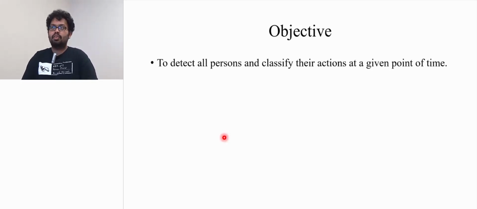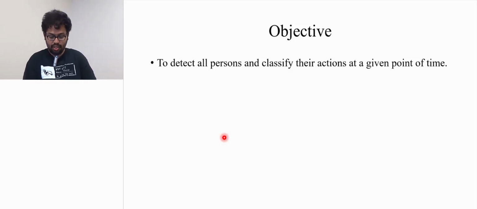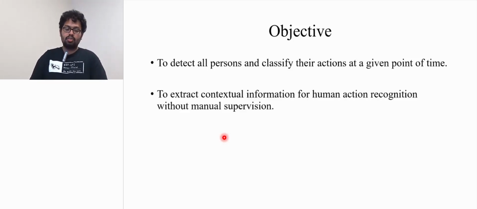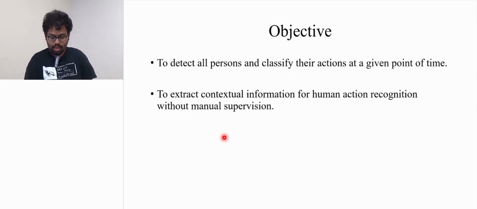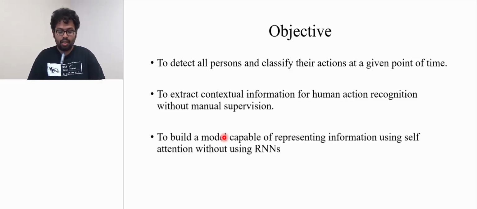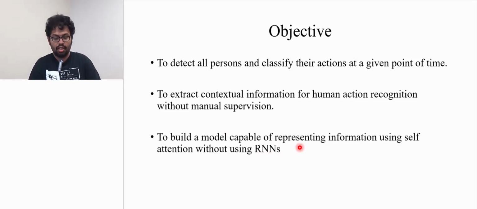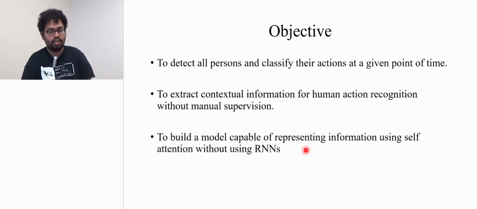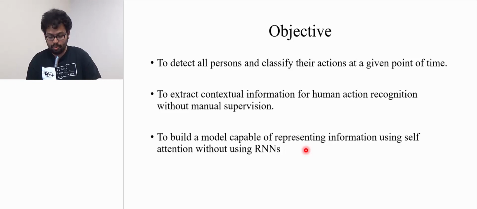So the main objective of this paper is to detect all the persons and classify their actions at a given point of time. It is also very important to extract contextual information for the task of human action recognition without manual supervision, which is their objective. And they also wanted to build a model which is capable of representing all this information using self-attention without the use of recurrent neural networks, which we know are capable of capturing very good temporal information.